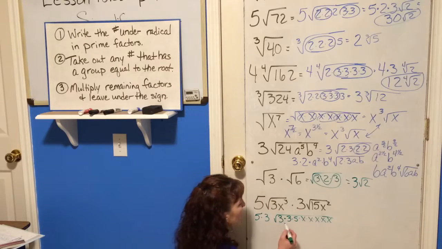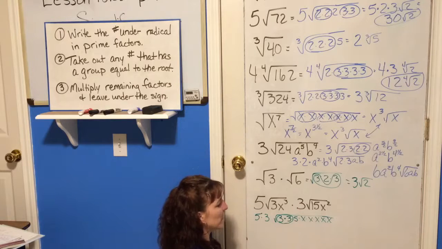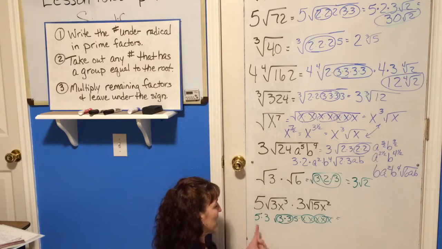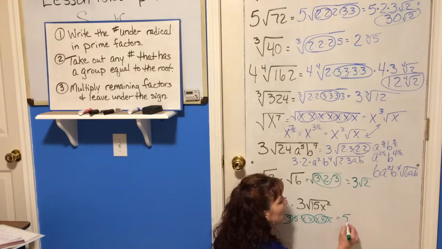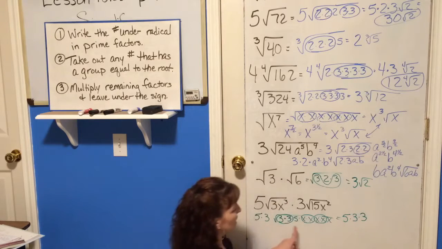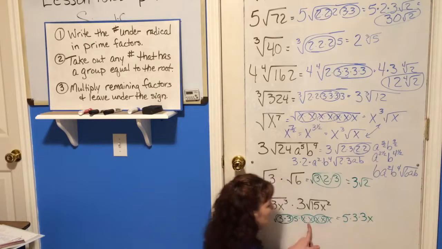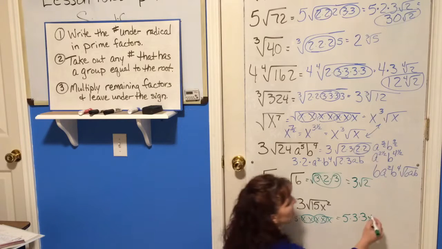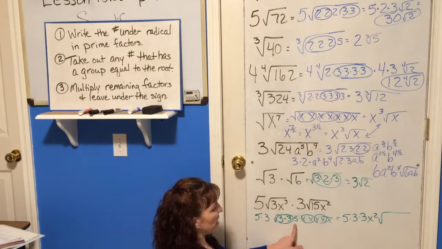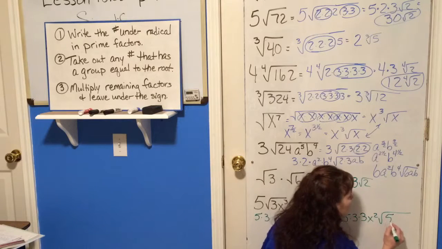All right, so now we've got a set of 3's. We've got a set of x's and another set of x's. So now only what's circled gets to come out. The 5 and the 3 are already out. A set of 3's gets to come out, a set of x's and another set of x's. So 2 sets of x's. And what's left under the box is a 5 and an x.